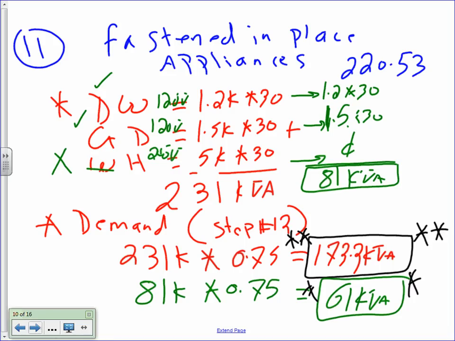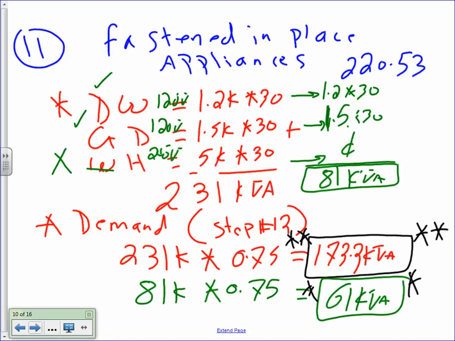Guys, we're repeating the same calculation for the neutral. Anything 240, we're throwing it out the window except the ranges and the dryers. We're taking them at 70%. That's exactly what we're doing. Any question about what we did here? The reason we dropped the water heater from this calculation is that water heaters run at 240, so it contributes 0 to the overall neutral.